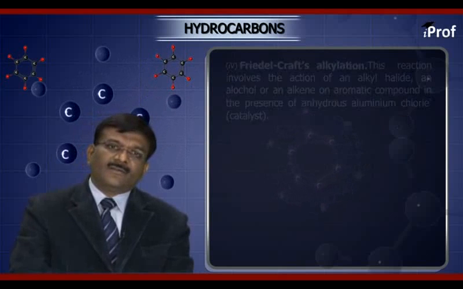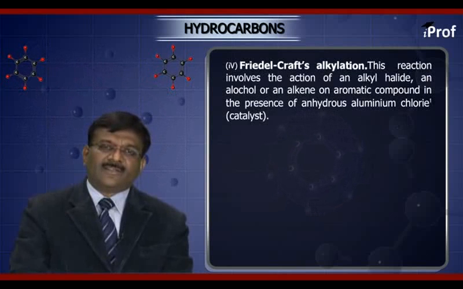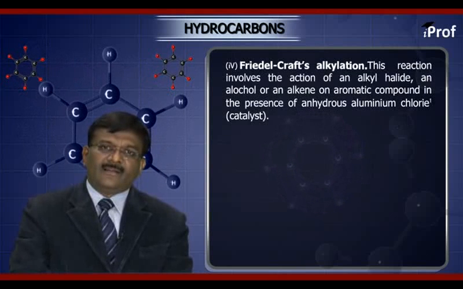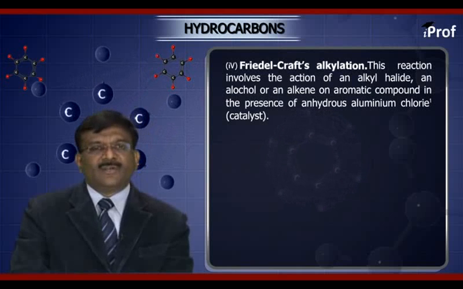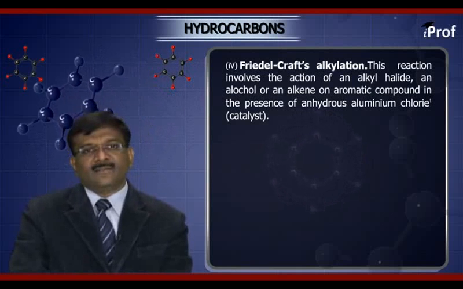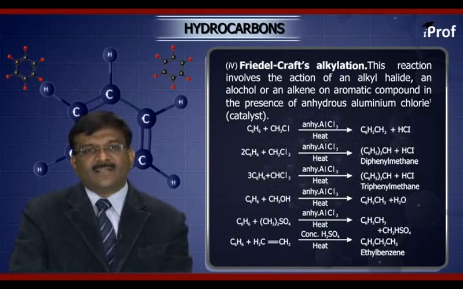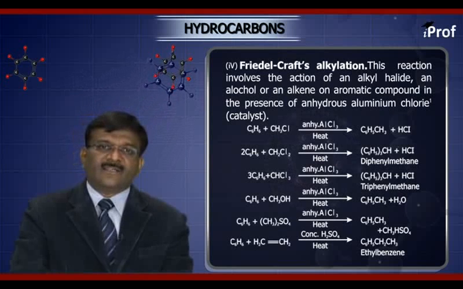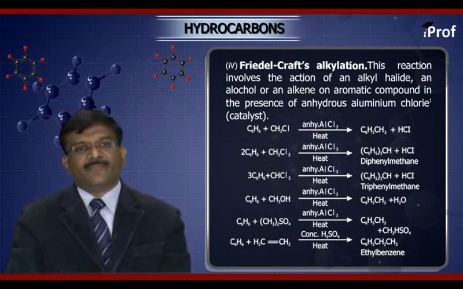The next, Friedel-Crafts alkylation. This reaction involves the action of an alkyl halide, an alcohol or an alkene on an aromatic compound in the presence of anhydrous aluminum chloride, which is a catalyst. The reaction is C6H6 plus CH3Cl in presence of anhydrous AlCl3. It gives C6H5CH3 plus HCl.